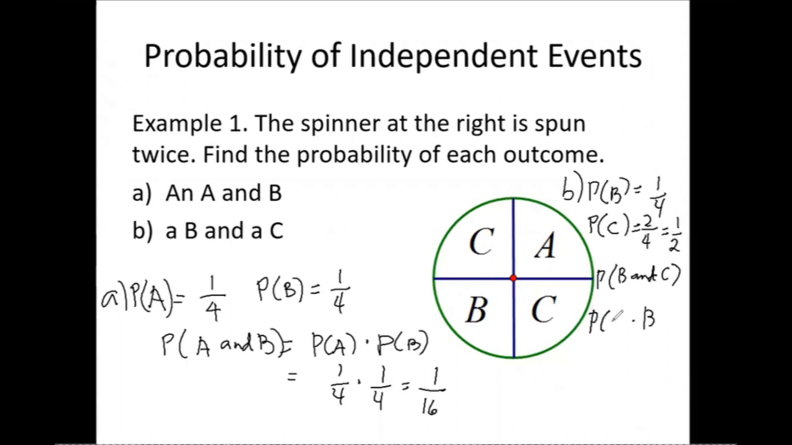Probability of B times probability of C. So probability of B is 1 out of 4, times probability of C is 1 out of 2. So we have 1 times 1 is 1, and 4 times 2 is 8. Okay.